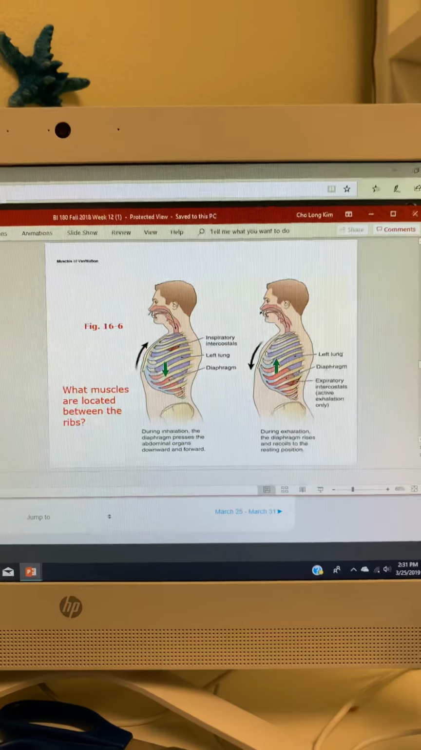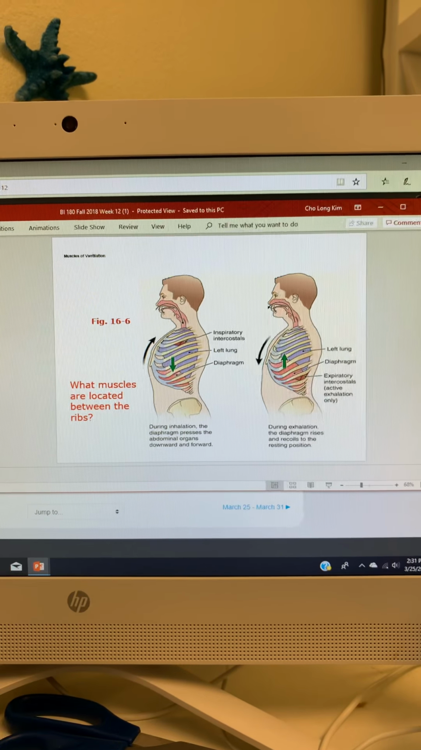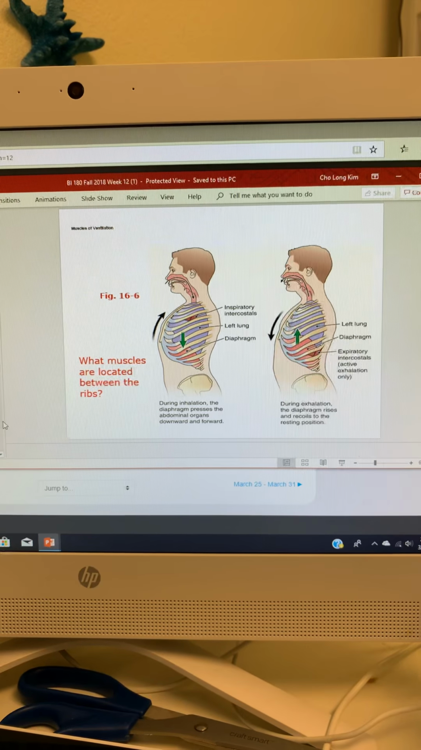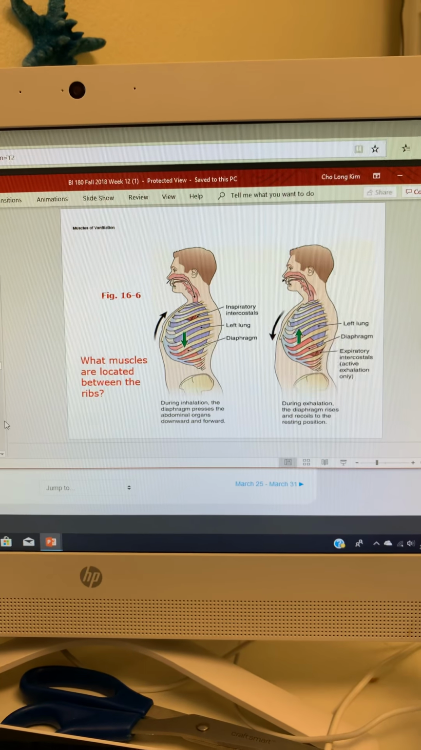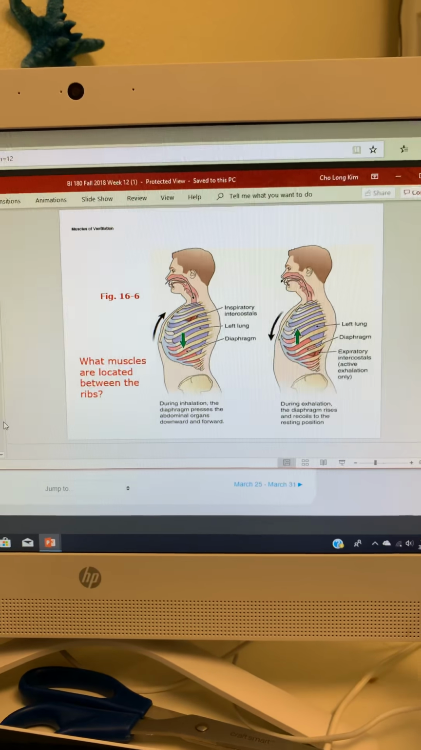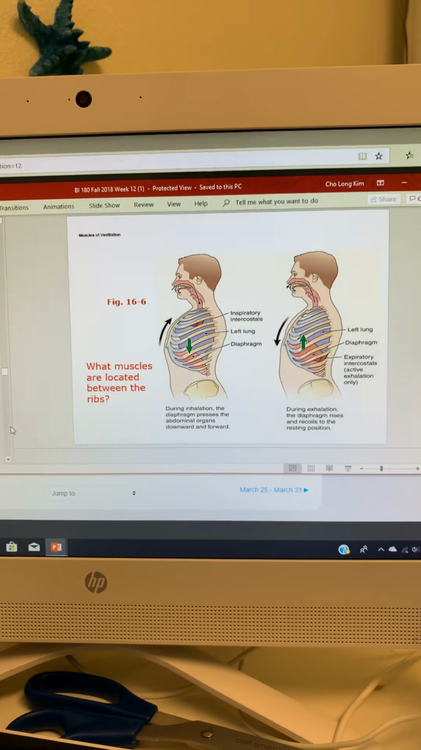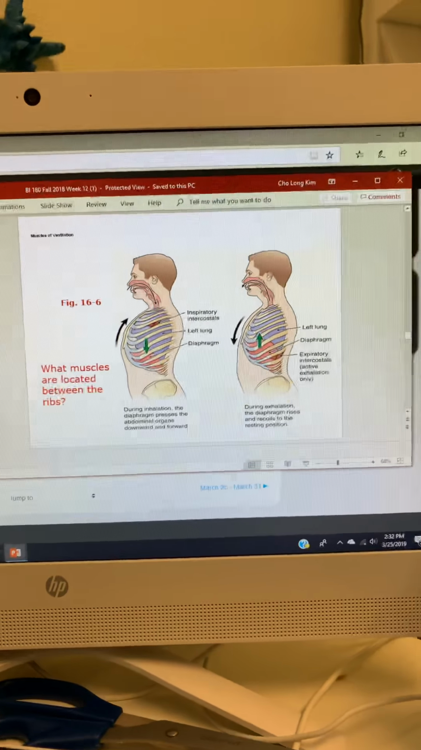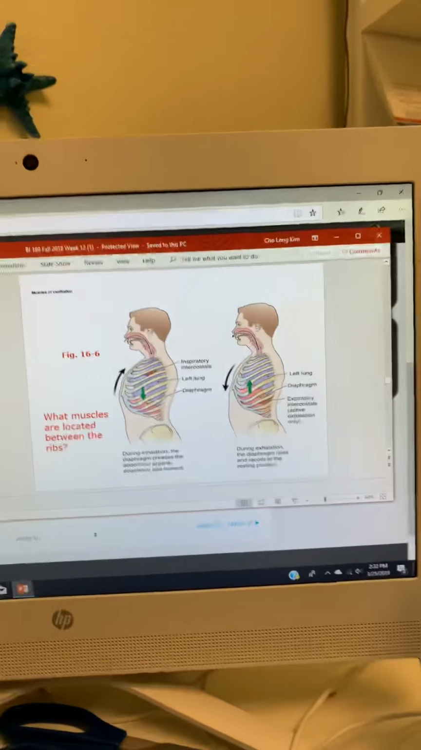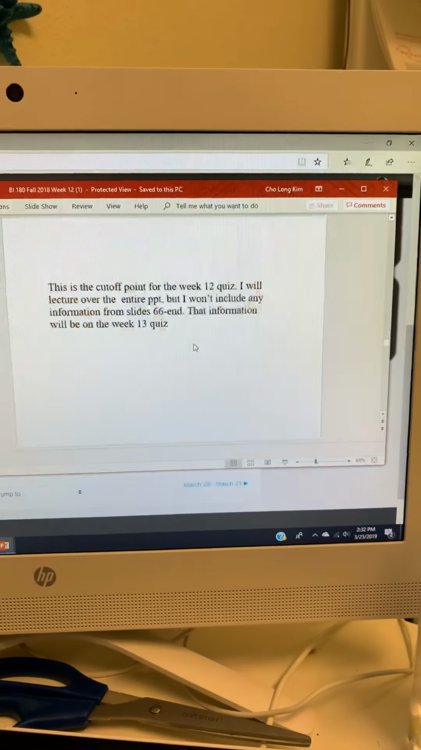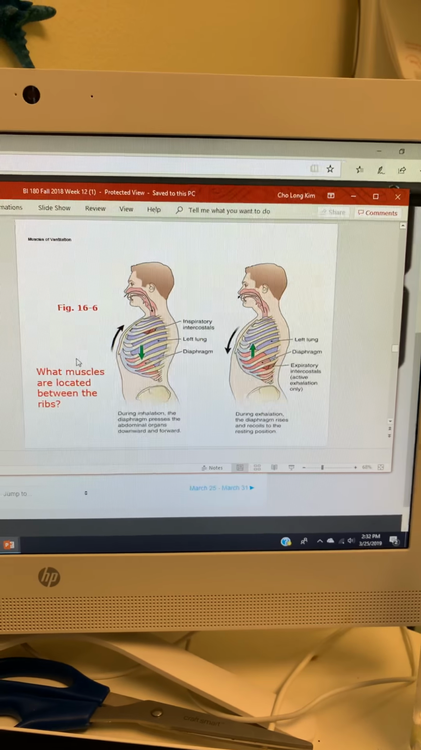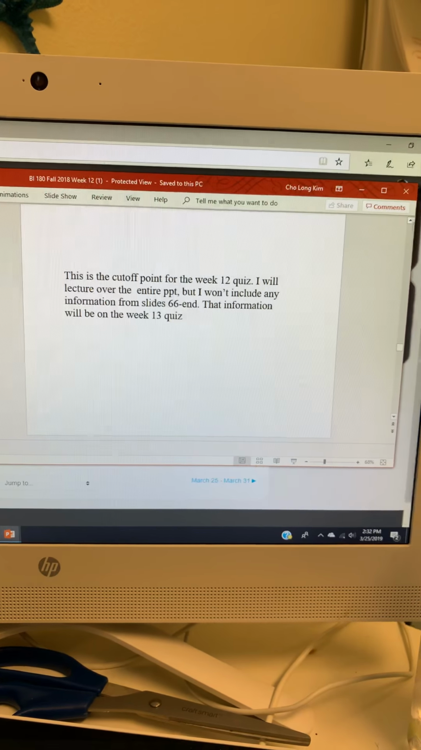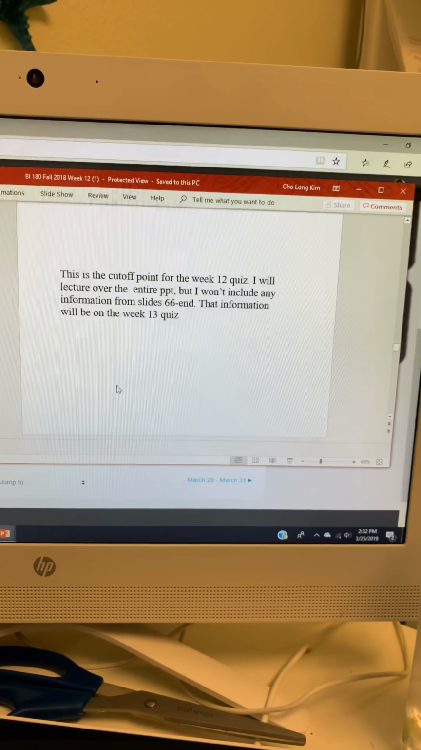Aha. So the muscles that are located between the ribs, you need to know, are the inspiratory intercostals, so you have the intercostal muscles, and also the expiratory intercostals as well. But the biggest one that we're going to talk about is the diaphragm. These are also known as the internal and external intercostal muscles.